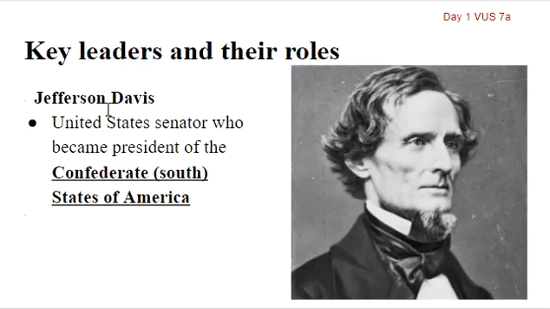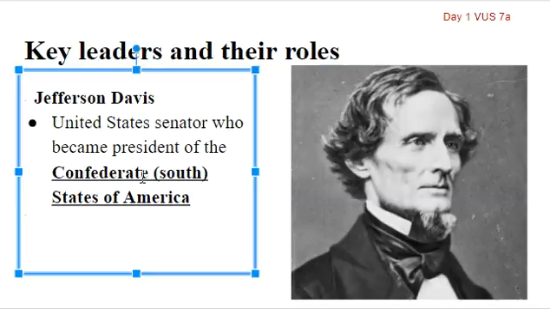Another key leader is Jefferson Davis. He was originally a senator, but he became the president of the Confederate States of America, which is the South. Remember, the Confederate States of America, those are all the states that seceded. They said, we don't like America, we don't want to be here, so we're going to form our own country. The Confederacy was the country that they formed, and they elected Jefferson Davis as their president.